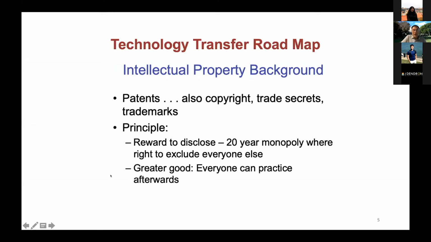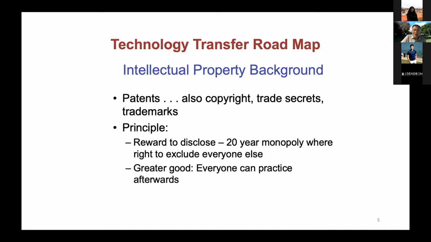So for intellectual property, when we talk about the background part, of course, it's mainly related to patents. Also, sometimes it's copyright, sometimes it's trade secrets, and sometimes it's trademarks. Well, there's a principle regarding the IP assessment, which is related to, first, reward to disclose.